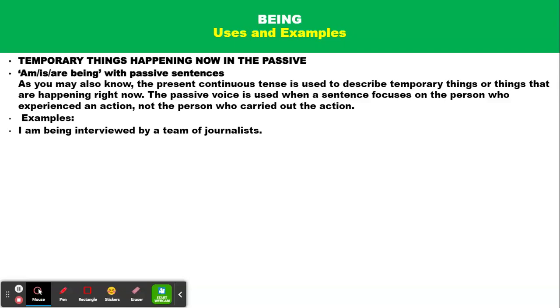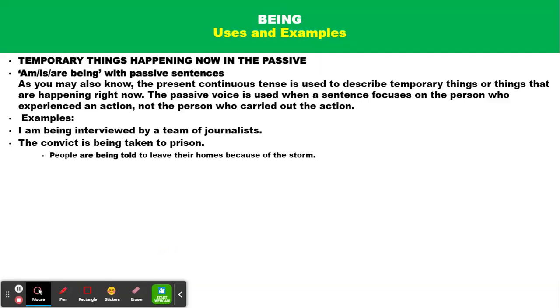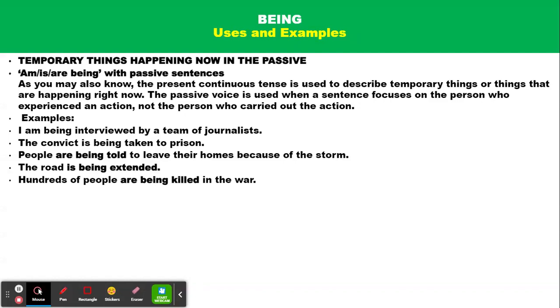Let's look at some examples. I am being interviewed by a team of journalists. The convict is being taken to the prison. The people are being told to leave their homes because of the storm. Then you can also have the road is being extended. These are all passive forms. Hundreds of people are being killed in the war.